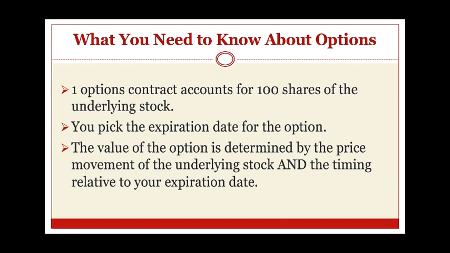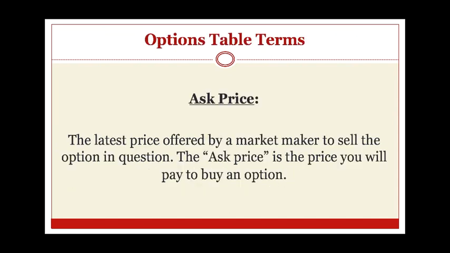Now, the last thing we want to talk about is that the value of the option is determined by both the movement of the underlying stock's price and the timing relative to your expiration date. And we'll see as we go through more examples just exactly how this works. But it's a combination of timing and price movement that's going to make your option really worth that double your money type of trade. But let's go ahead and get into some options terms.